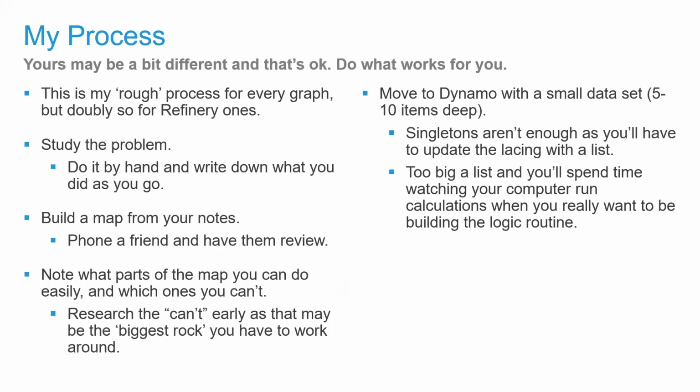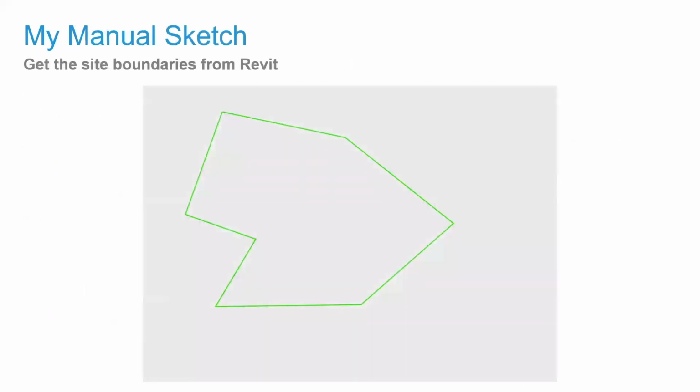Also, always start developing your graph with a smaller data set. Don't try and eat the elephant at once. Your computer will spend a whole bunch of time calculating all 10,000 door locations in the project. If you can make it work for 5, you can probably make it work for 10,000. Start with 5 to 10 items deep in your list.